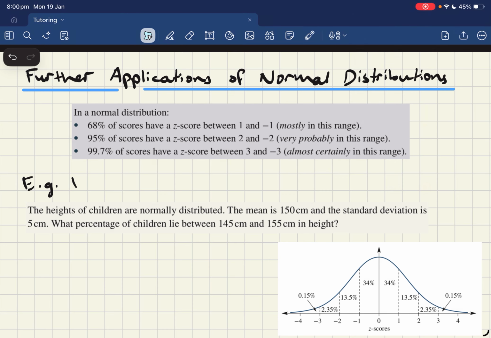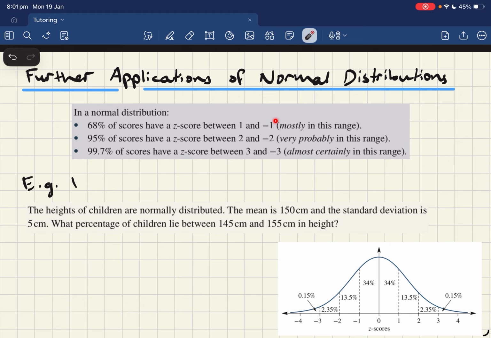So in this video, we are going to look over some final further applications of normal distributions. When we look at the normal distribution, looking at the scores and how likely it is to get people in the different ranges, this set of dot points tells us that 68% of scores have a Z-score between 1 and -1. So thinking back to our language of probability, it's mostly in this range. So the data altogether, it's 68%. So it's mostly going to be in this range.